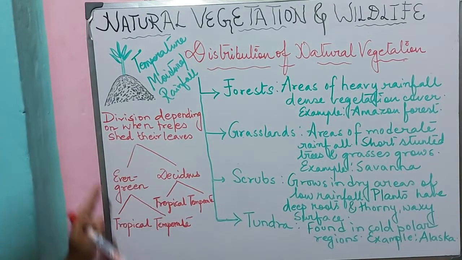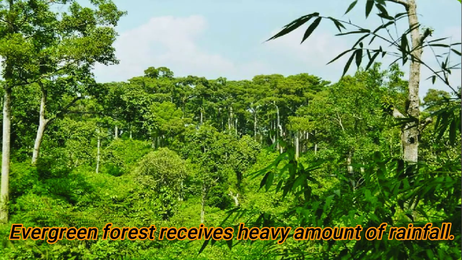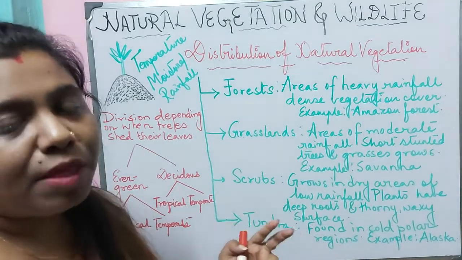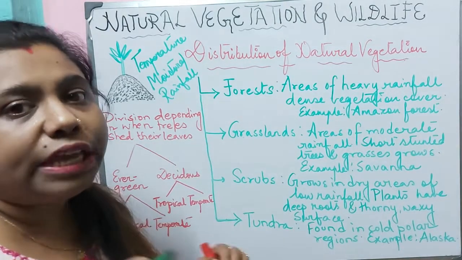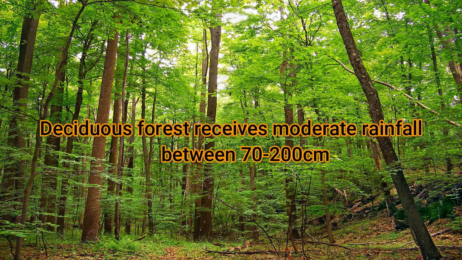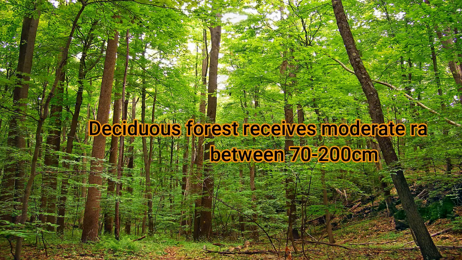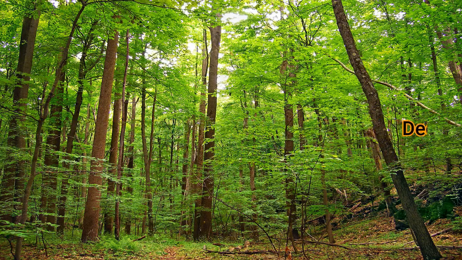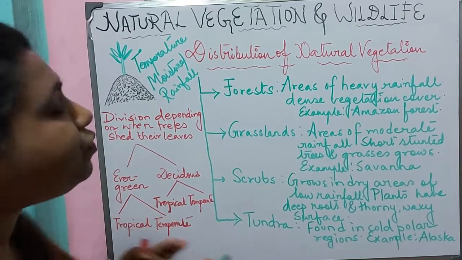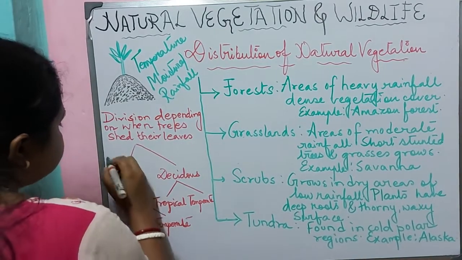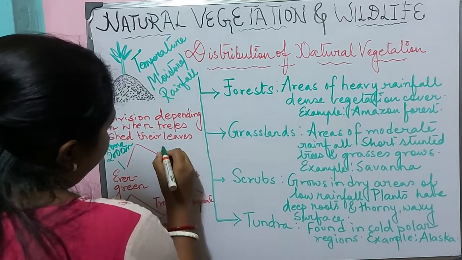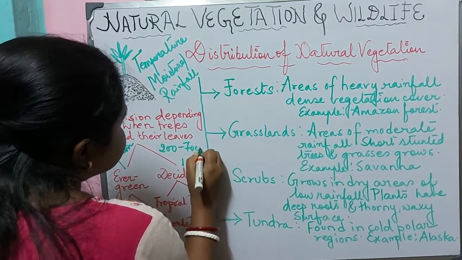Evergreen forest means a forest which receives a heavy amount of rainfall and where we can see that the trees do not shed their leaves at a particular time. That is why they appear green throughout the year. Coming to the deciduous forest, it is a type of forest which receives a moderate or heavy amount of rainfall. Here in evergreen, it receives rainfall above 200 centimeter. Here in deciduous, it receives rainfall between 200 to 70 centimeter.